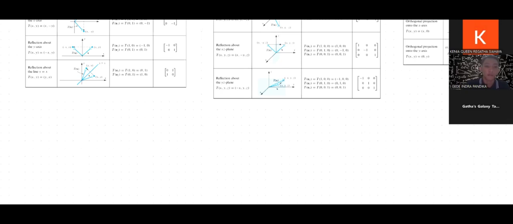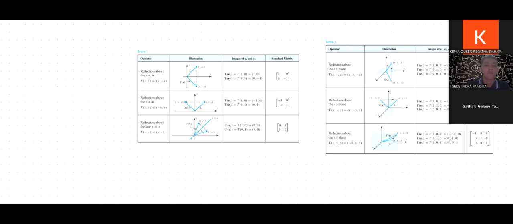The general equation is T(x, y) = (y, x). So here we have to swap the values of x and y. In E1 we get the value (0, 1), and E2 is (1, 0). So the standard matrix will be [0 1; 1 0]. Next, we can explain Table 2.